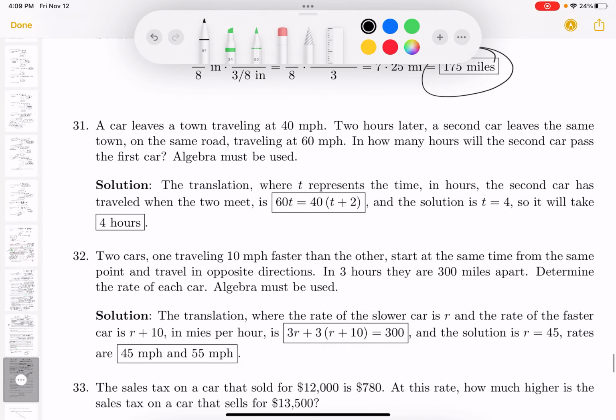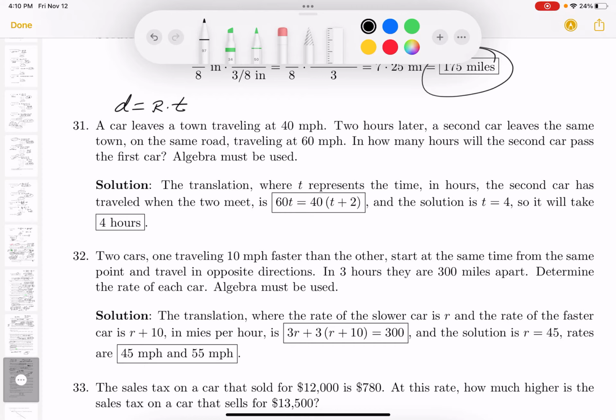Okay, this is a uniform motion problem. Distance equals rate times time. It says a car leaves town traveling 40 miles per hour. 2 hours later, a second car leaves the same town, the same road, traveling 60 miles per hour. So he's chasing the guy. In how many hours will the second car pass the first car? All right, algebra must be used.